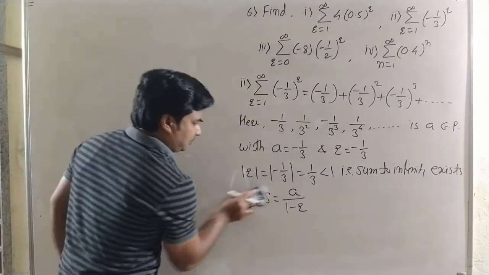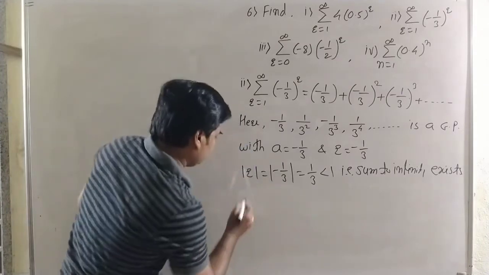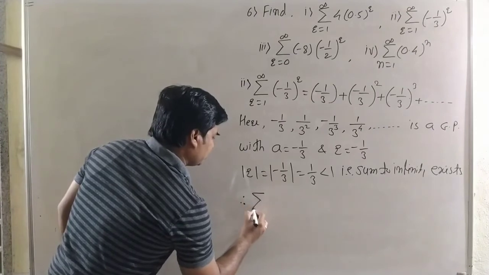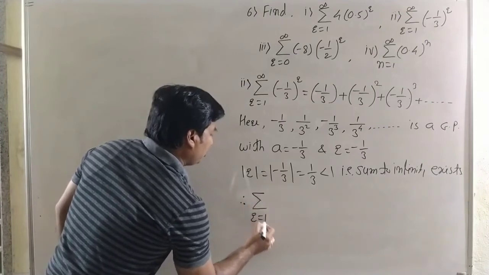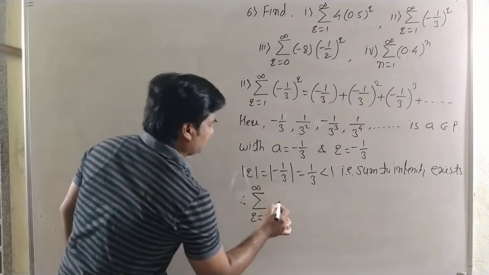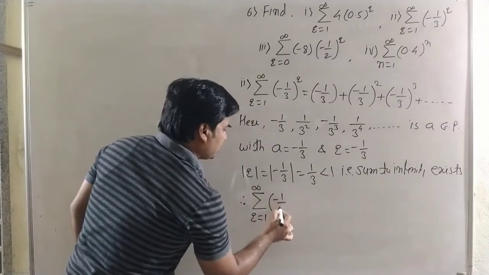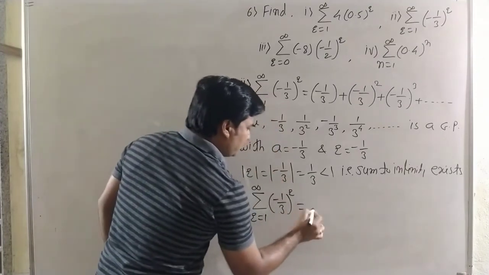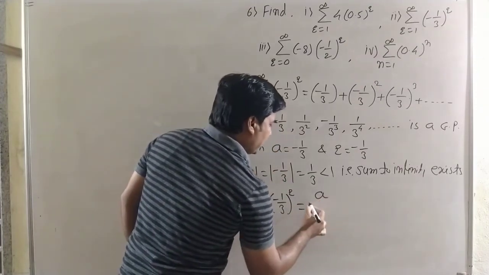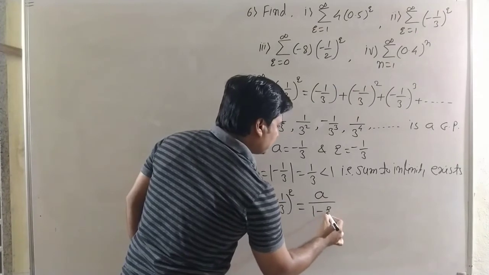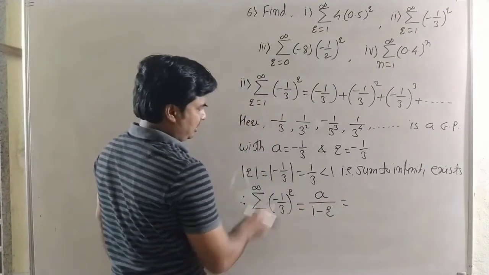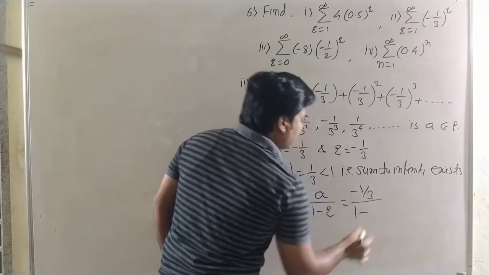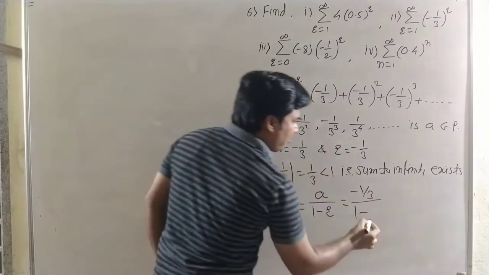Therefore the summation r is equal to 1 to infinity of minus 1 by 3 to the power r is equal to a upon 1 minus r. What is a? Minus 1 by 3. And 1 minus r is 1 minus minus 1 by 3.